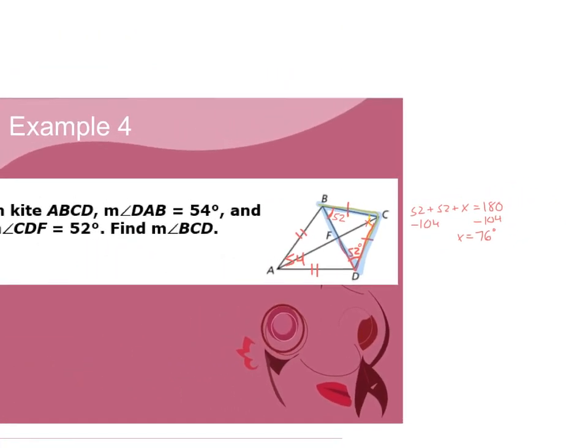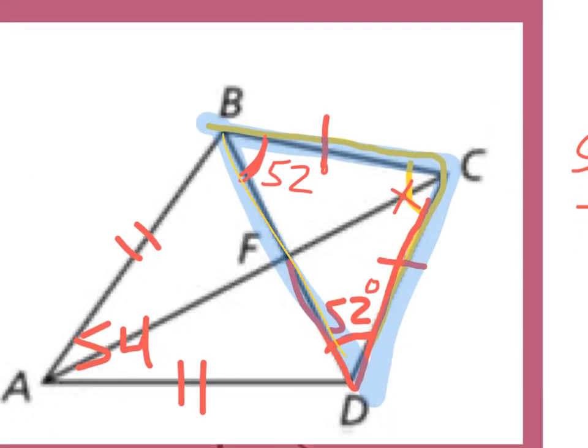So is that our answer? Yes. So angle BCD is equal to 76 degrees. So it's 52, the other side is 52 because it's on the same line, right? Because this is an isosceles triangle here.